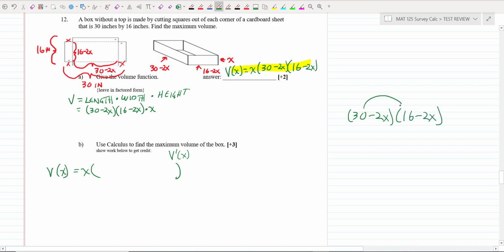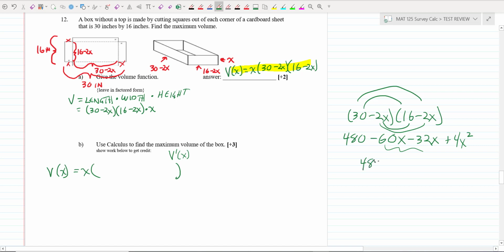So we would have 30 times 16. So 30 times 16, I believe, is 480. Outside term would be 30 times negative 2, which is negative 60x. Inside term, negative 2 times 16 is negative 32x. And then the last term is a positive 4x squared. These are like terms, so if I do 60 minus 32, that's 28.